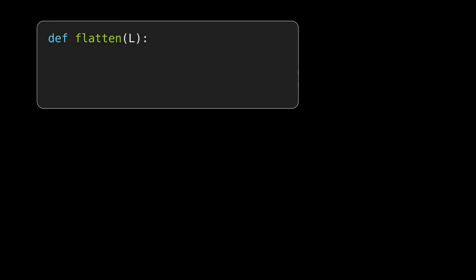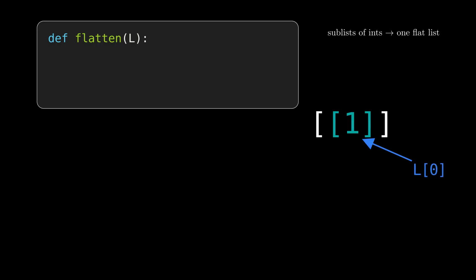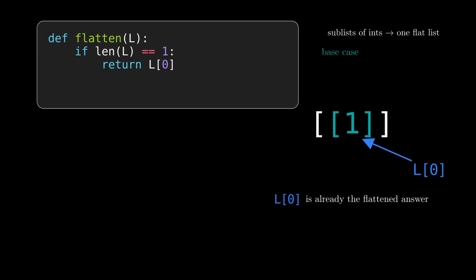Here is flatten. L is a list whose elements are lists of integers, and the goal is one list containing all those integers in the same order. Start with the smallest input, the length 1 case, a list holding a single inner list, double square brackets around the 1. To flatten it, return L at index 0. The element at index 0 is the inner list itself, and that inner list is already the flattened answer. So the base case reads, if the length of L is equal to 1, return L at index 0.